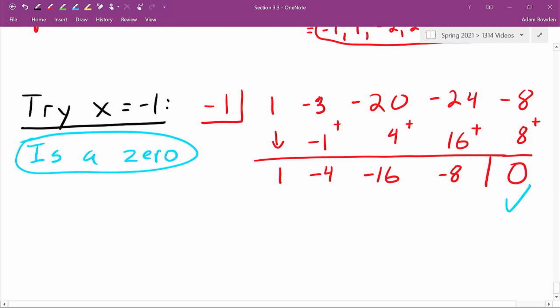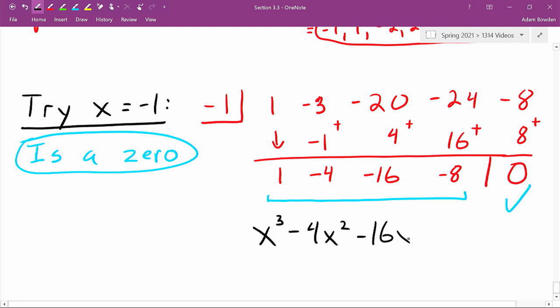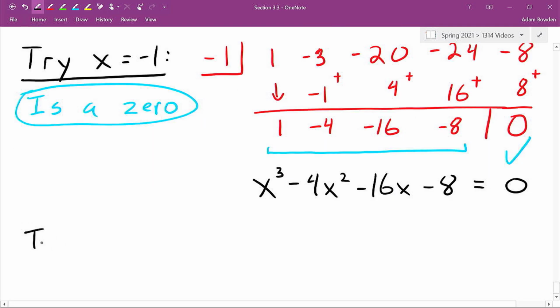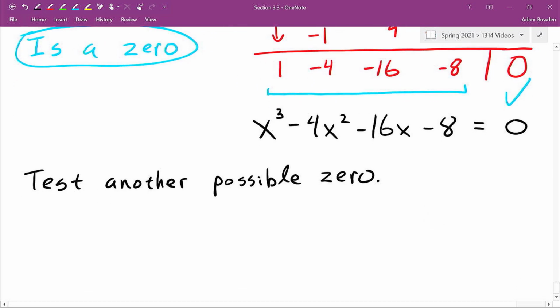However, the thing that we have left over from the synthetic division is what we're going to continue to use in order to solve. So this goes x cubed minus 4x squared minus 16x minus 8. We have that equal to 0, and we're going to continue to solve. Because we still have an equation that has x to the third, we're not quite to the point where we could use quadratic factoring or the quadratic formula. We continue to test another of our possible zeros until we at least get it down to a quadratic. In that case, we could finally use something else to solve.